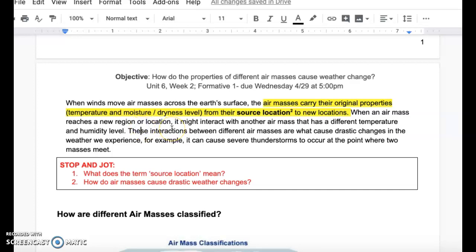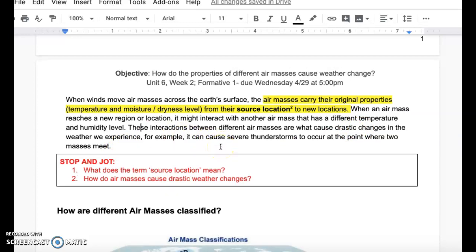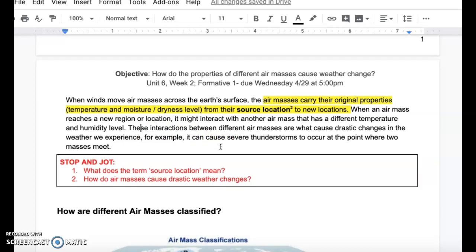So these interactions between different air masses are what cause drastic or like dramatic, huge, major changes in the weather we experience. For example, it can cause severe thunderstorms to occur at a point where 2 air masses meet. I'm going to go back and highlight these interactions are what cause drastic changes in the weather we experience because that seems important.